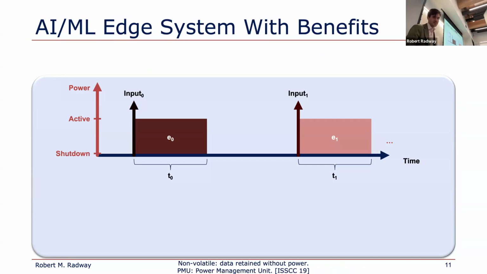Exactly. Turn off the chip. That's the easiest way to do it, right? If you could turn everything off and shut down, and then you only turn on when an input arrives, then you minimize all those idle powers. It seems very simple. It's actually very hard to do.